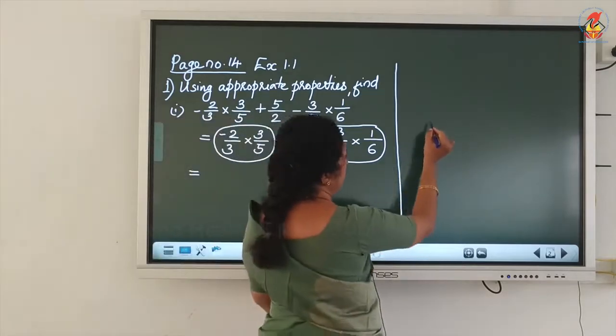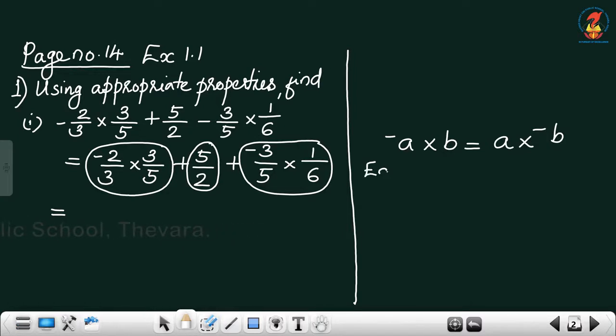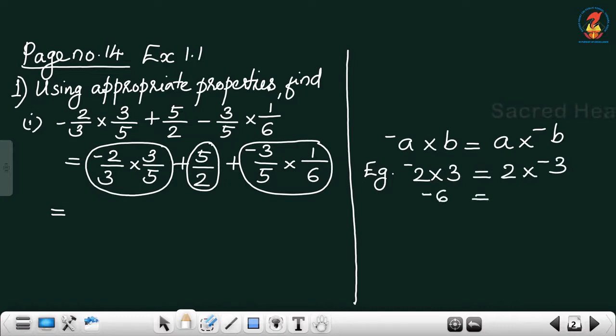Now again, one more thing you have to remember: negative A into B is the same as A into negative B. We can consider one example. Negative 2 into 3 is equal to 2 into negative 3. Negative 2 into 3 is equal to negative 6. 2 into negative 3 is equal to negative 6. So, negative A into B is the same as A into negative B.